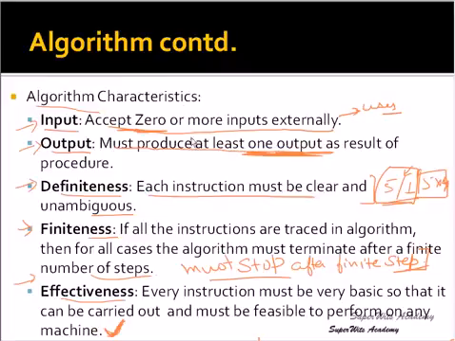So these are the 5 properties or characteristics an algorithm must have: input, output, definiteness, finiteness, and effectiveness. If you achieve all these 5 characteristics, that means your algorithm for a computer program or a computer problem is on the right track.